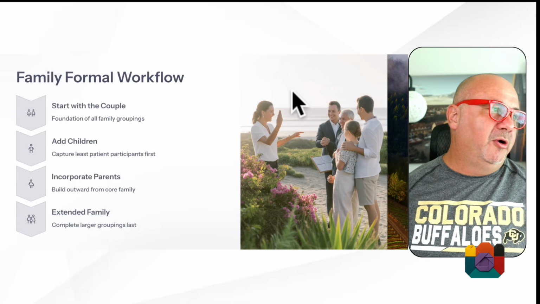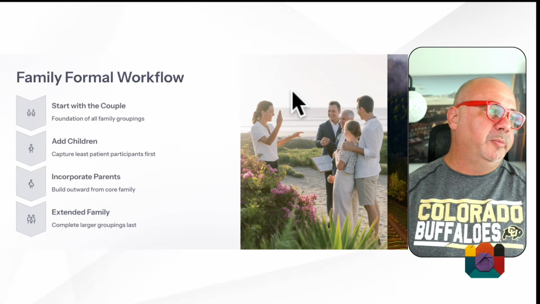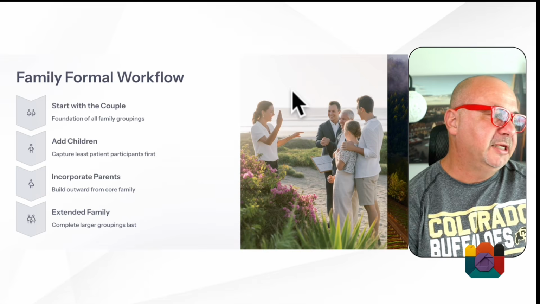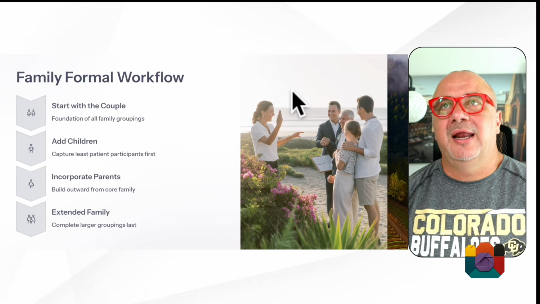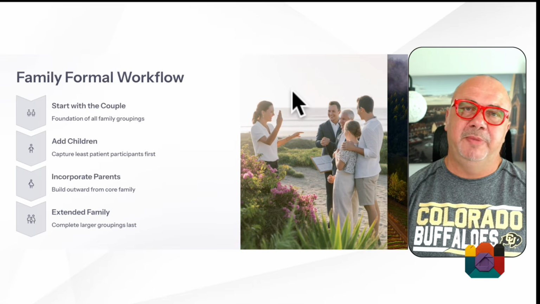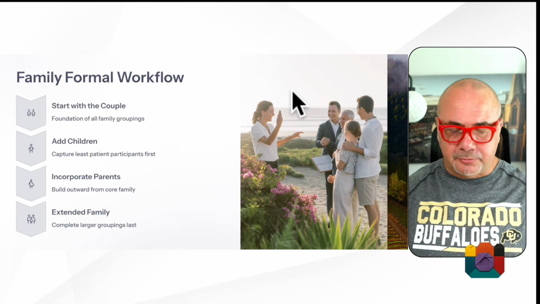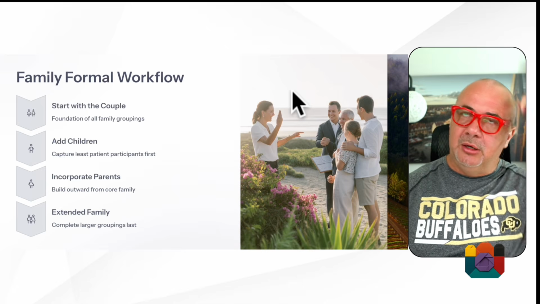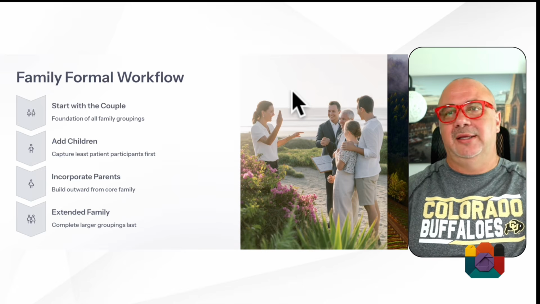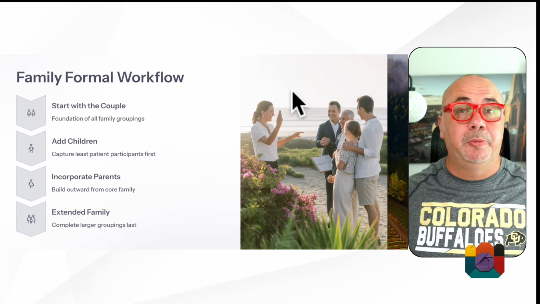Next slide here. Let's take a look. Family formal workflow: start with a couple, add children, incorporate parents, extended family. This is something that I like. Joanna already has this list baked in. She essentially starts with a family photo, a family session, because it's quicker. Wedding, obviously, its list is a little bigger because it's just more people.